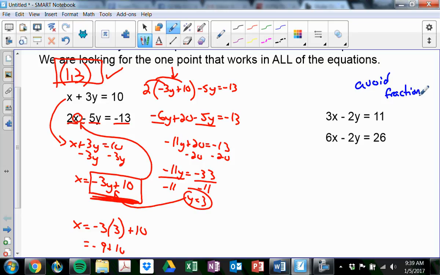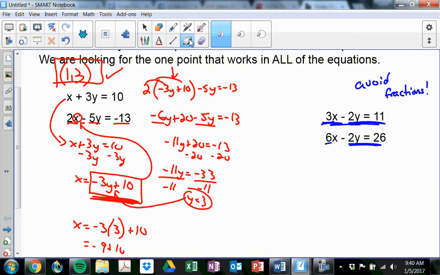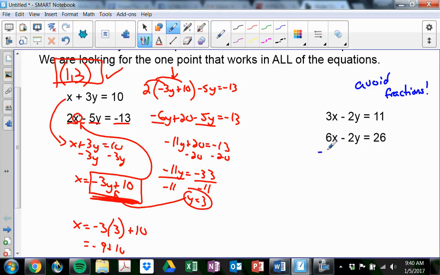If I were to get any other variable by itself, I would get a fraction. Divide everything by 6, I get fractions here. Divide by 3, I get fractions here. Divide by negative 2, I get fractions here. All of those give me fractions, which I don't want, so I'm going to get the negative 2y on the bottom by itself. That gives me y equals 3x minus 13.